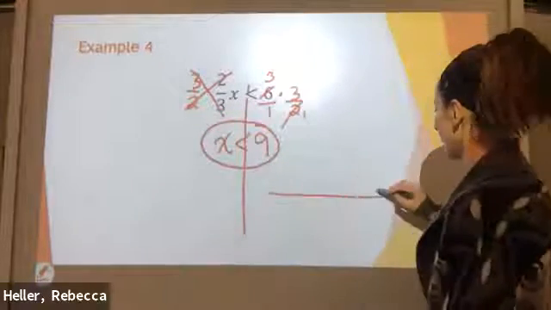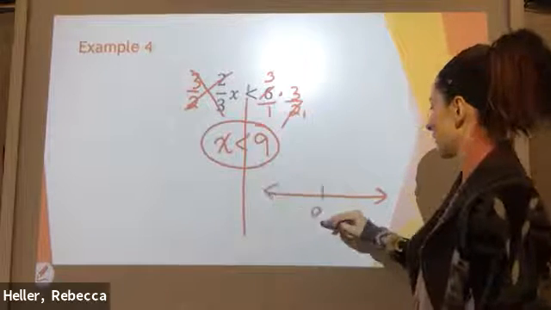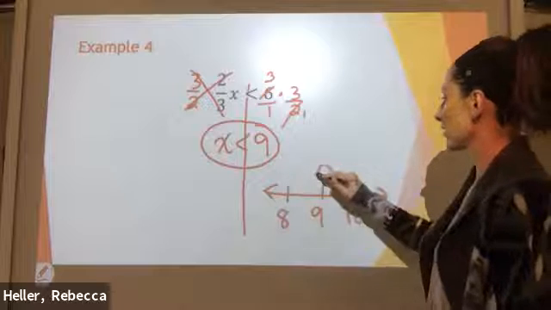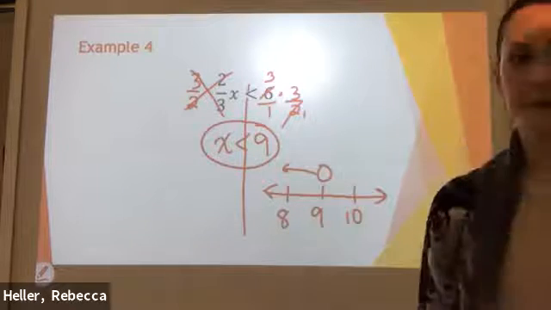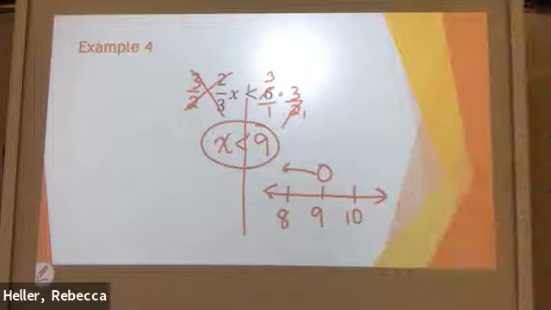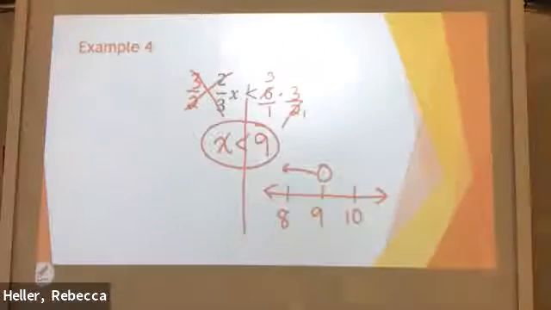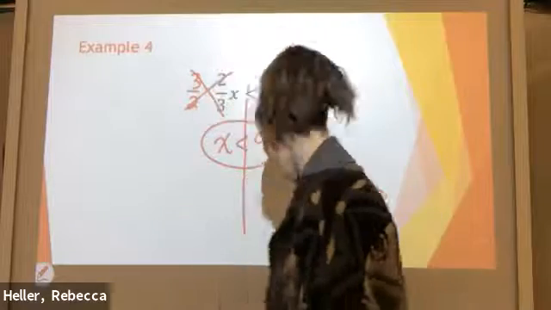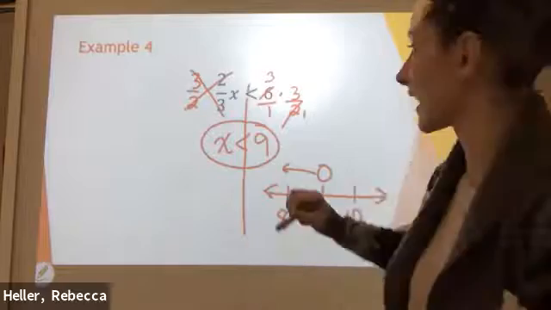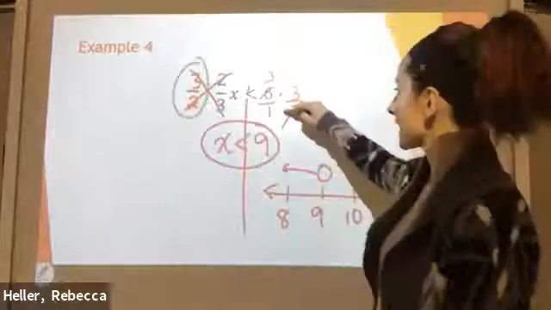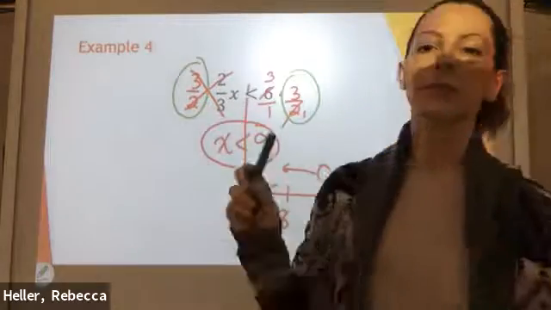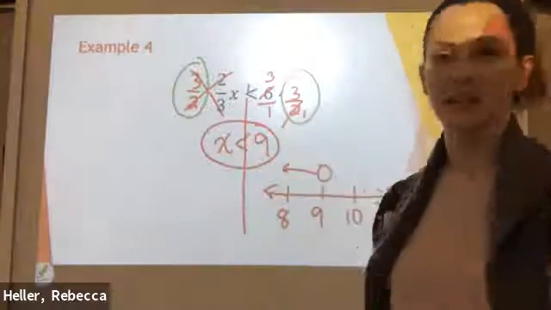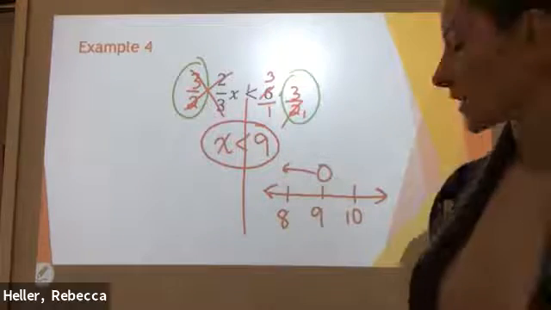Okay, quick number line graph. 9 in the middle, 10 on the right, 8 on the left. Open circle again, to the left again. Okay, again, remember, we're not concerned about my answer being positive or negative. What we're looking at is this number. If the number that you multiply or divide by on both sides is positive, everything stays the same. Okay?